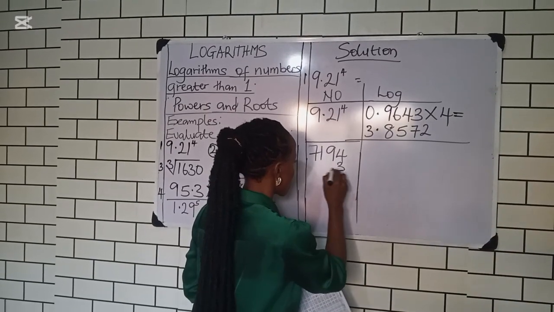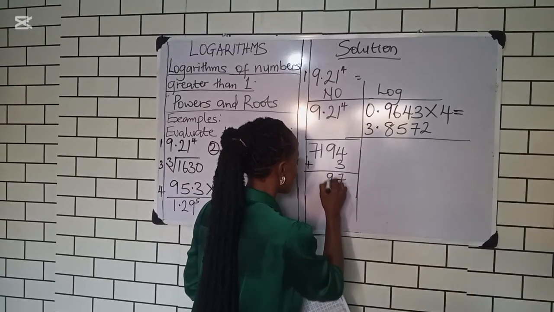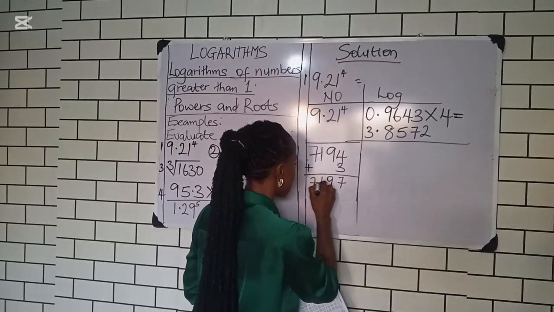You add your 3. We have this plus this, we have 7. Bring down your 9, bring down 1, bring down 7.